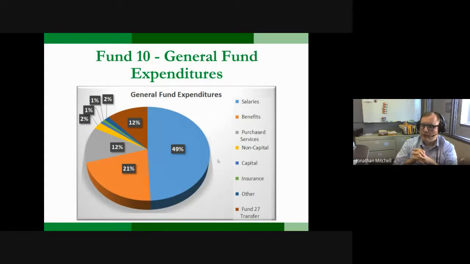Then general fund expenditures, 49% through salaries and 21% through benefits. So just about 70% on staffing. And then the other two large areas that we have are purchase services. We talked about costs of utilities, heat, and electricity within our buildings. We also have our transportation costs and other contracted services within the district. And then 12% being that Fund 27 special education transfer. So those local dollars that need to be provided and moved to that fund so that we can pay for those special education services.